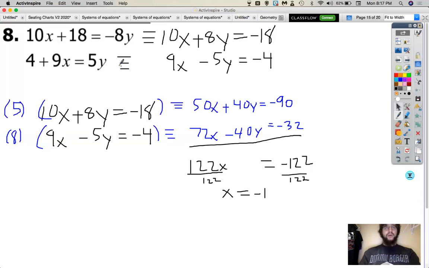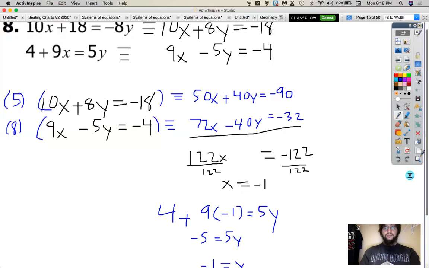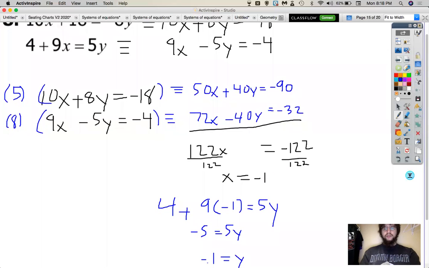All right, pick an equation. I'm going to pick this bottom one because it's got smaller numbers in it. Does it matter? No. 4 plus 9 times negative 1 equals 5y. Again, you can type that in the calculator. I'm just going to do it out. That's negative 9 plus 4 is negative 5, so y is also negative 1. So my solution will be negative 1, negative 1.